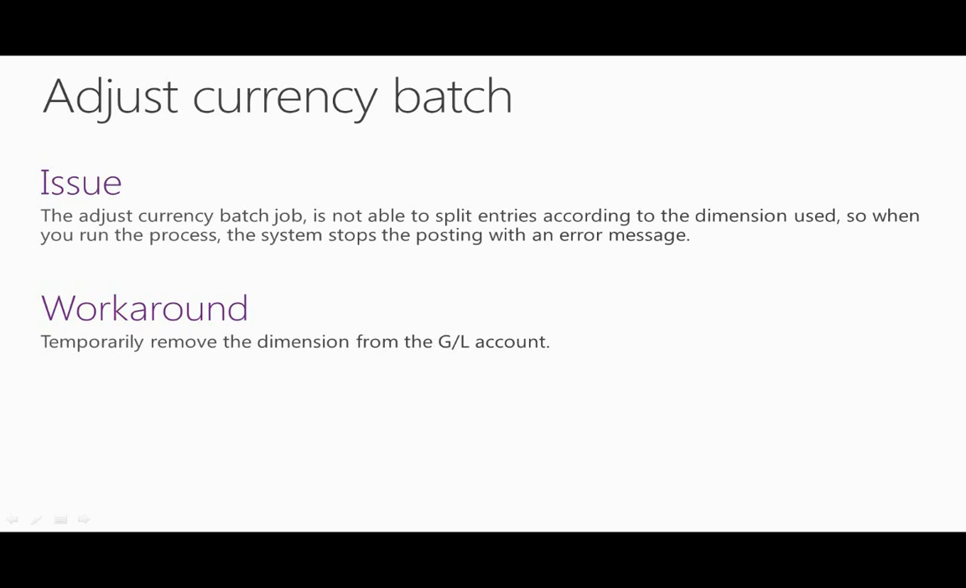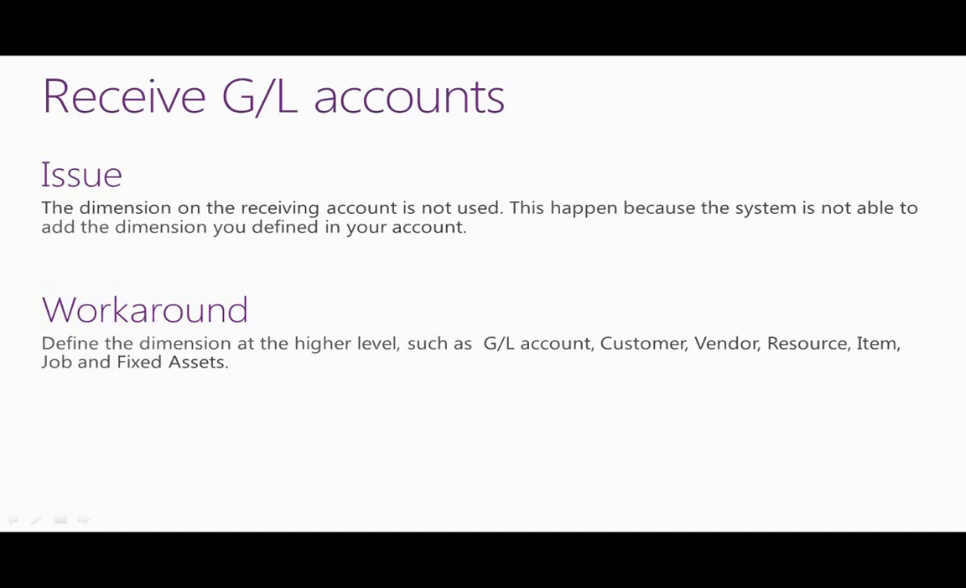The third one is the receiving GL account. A receiving GL account is an account that receives an entry during the posting process. We have different examples around it, but in the demo that I will show later, I'm going to use a VAT account. For example, if you define a dimension for the VAT account, it can be a specific one or a new one. After posting, when you check your account, you can see that the dimension defined has not been used by the system. This happened because the system is not able to add the dimension you defined in your account.